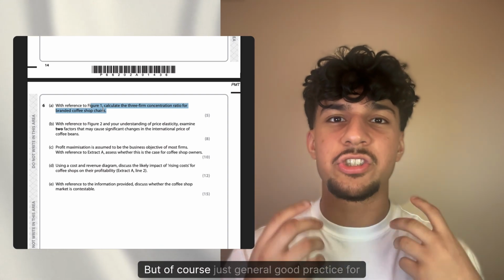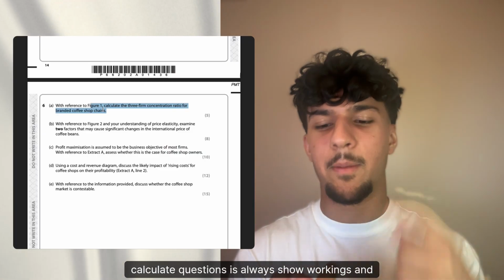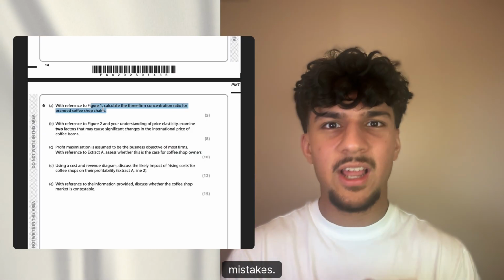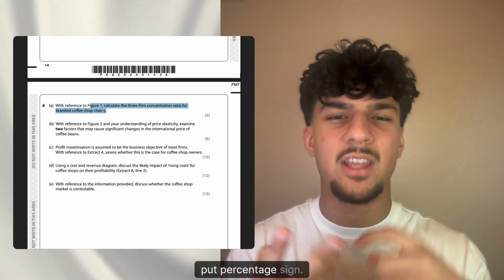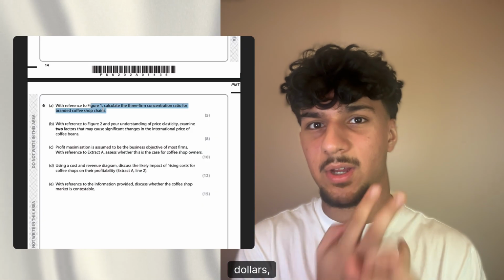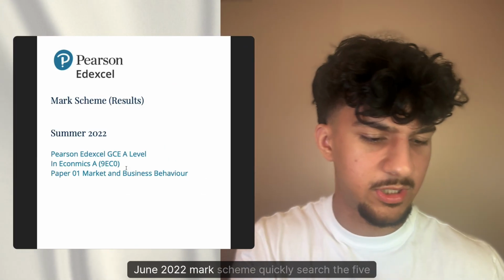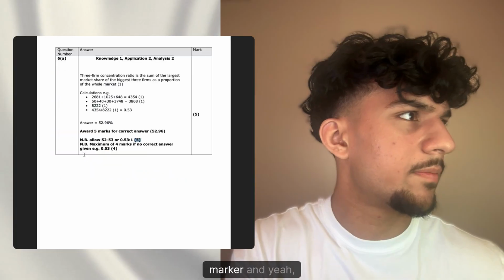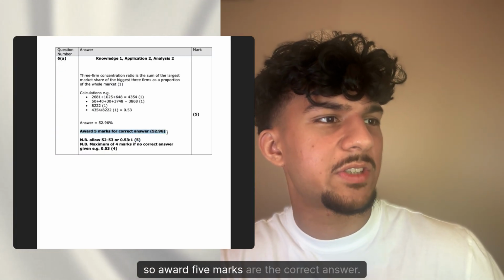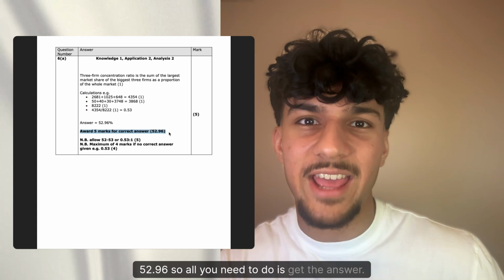But of course, just general good practice for calculate questions is always show workings and don't fall into any of the common mistakes, like if it's a percentage, put a percentage sign. If it's currency, make sure you use the right euros, pounds, dollars, whatever. And we can see this if you just look at the mark scheme. So the June 2022 mark scheme. Quickly search the 5-marker, and yes: award 5 marks to the correct answer, 52.96. So all you need to do is get the answer there.